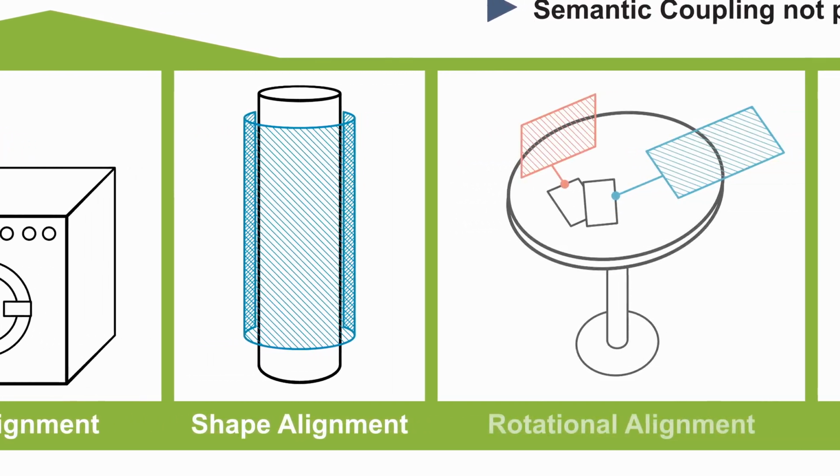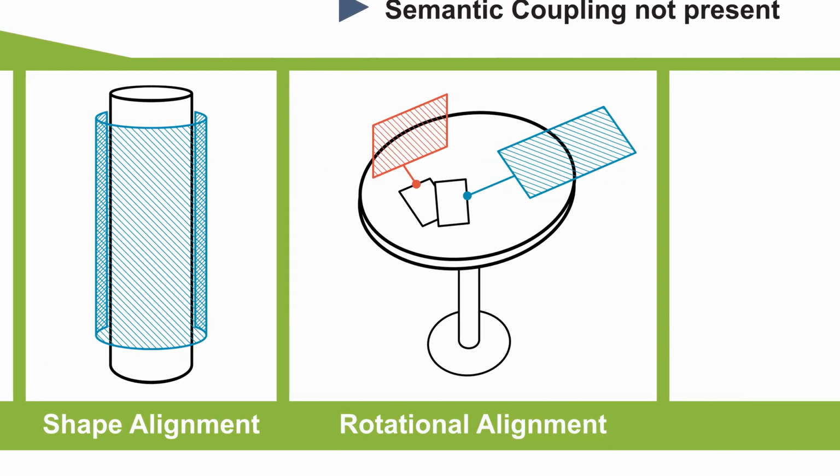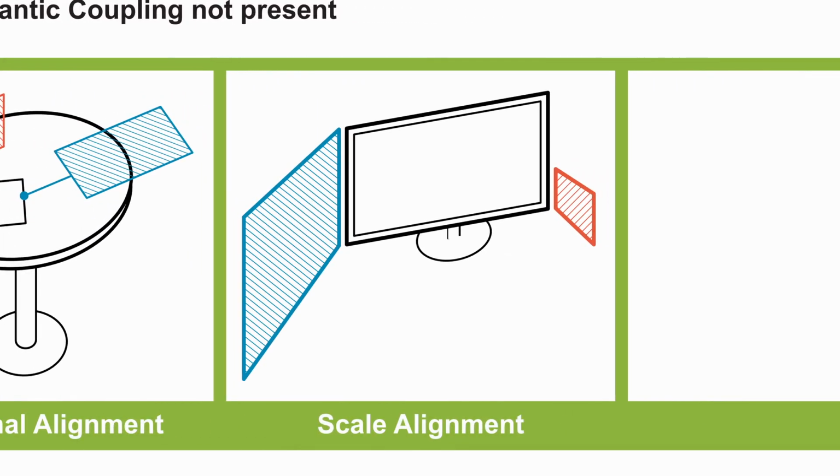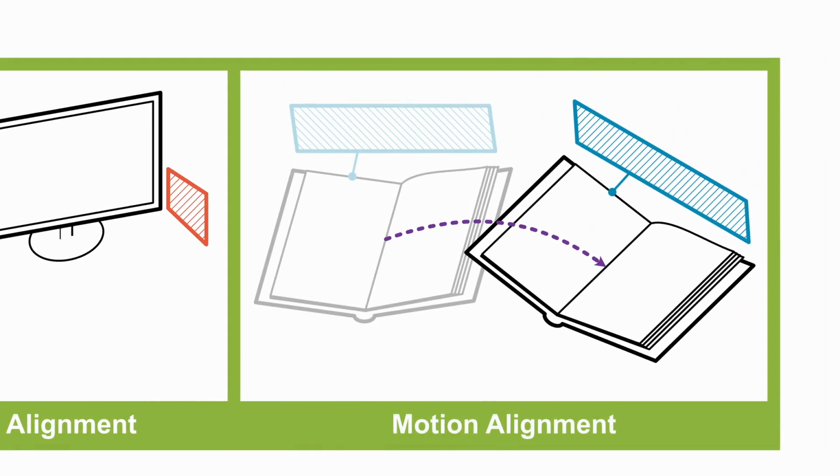Rotational alignment characterizes the rotational distance or difference to be leveled to the surface of the referent object. Scale alignment refers to the similarity of the size or extent to the referent object. And lastly, motion alignment considers if and how those properties also alter according to changes in position, rotation, or scale in space of the real-world object.